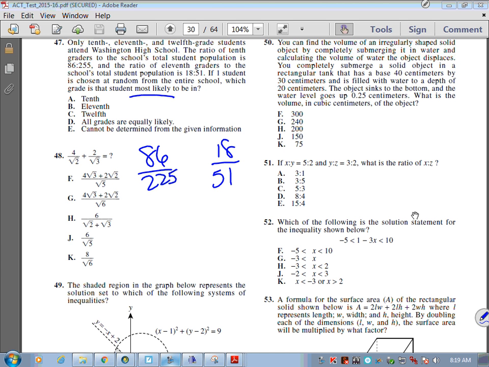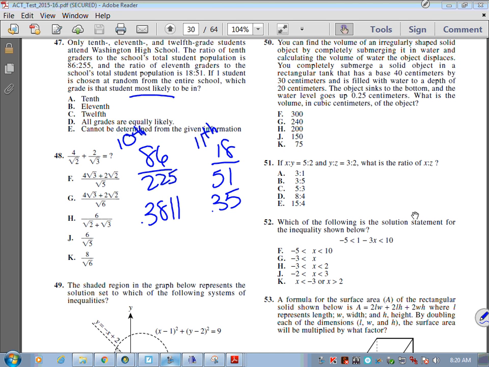So 86 divided by 225 is 0.3811. And 18 over 51 is 0.35. So our question is which one of those groups is biggest? This is 10th grade, right? And this is 11th. Okay, so which one is bigger? 10th or 11th? 10th. So they're more likely.